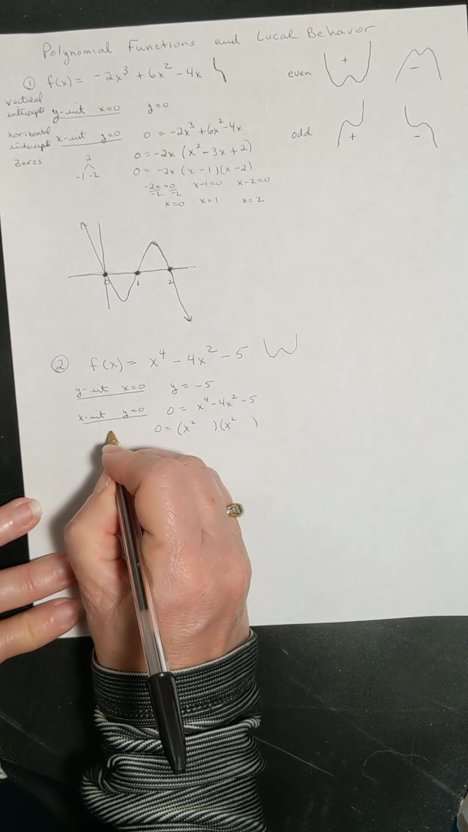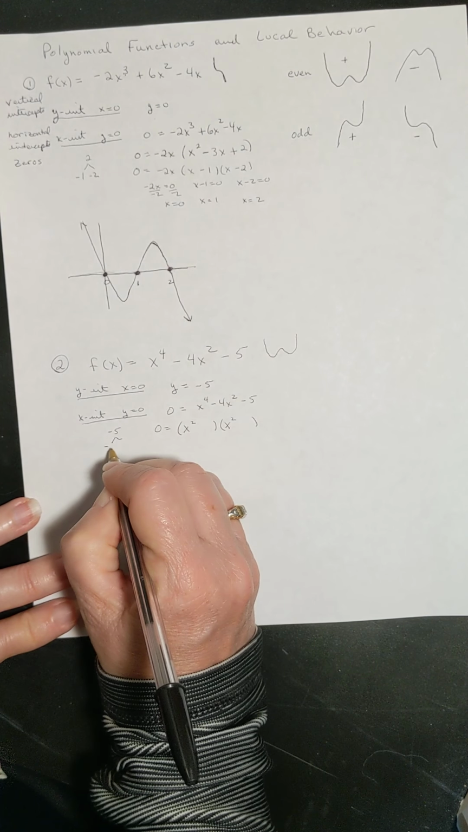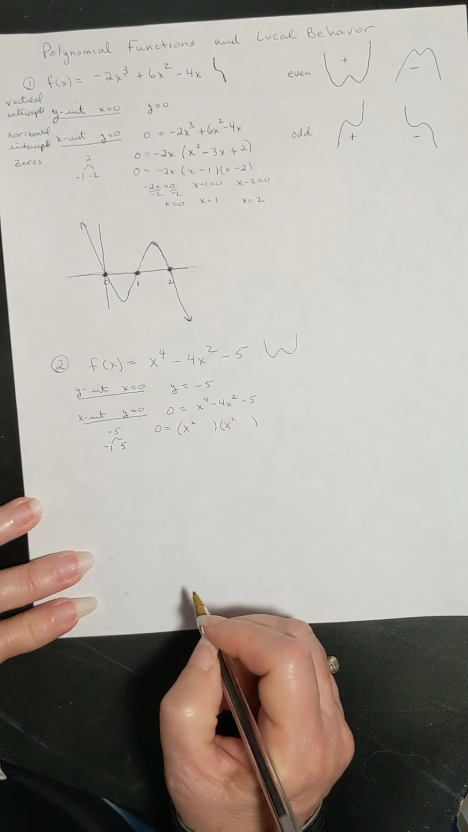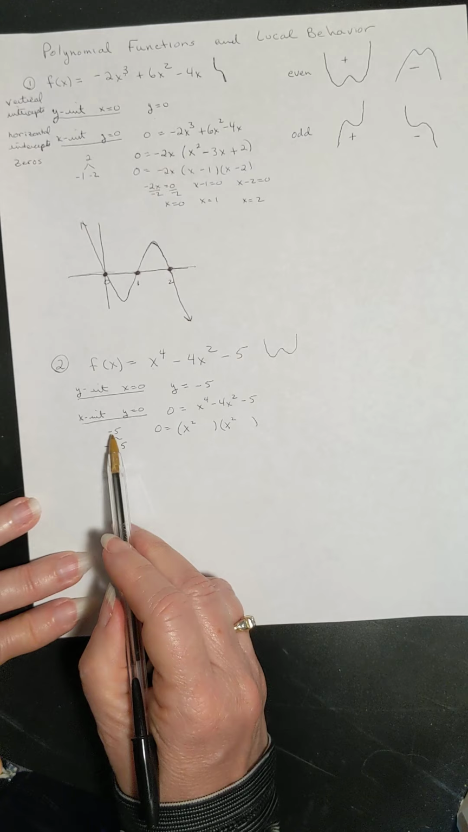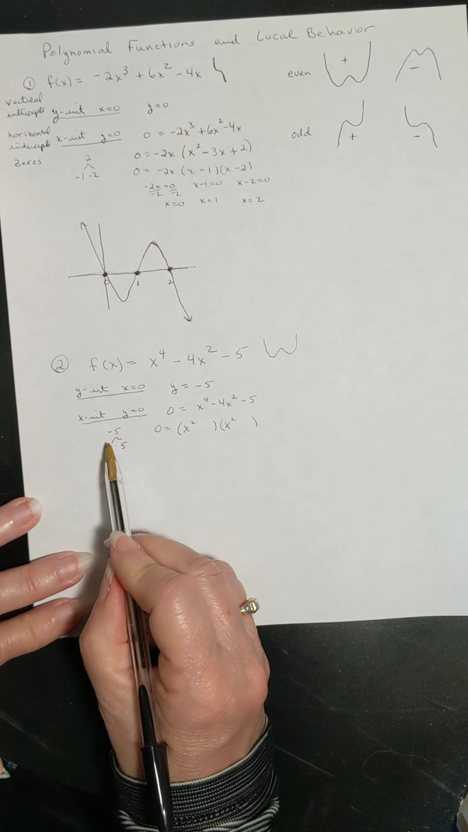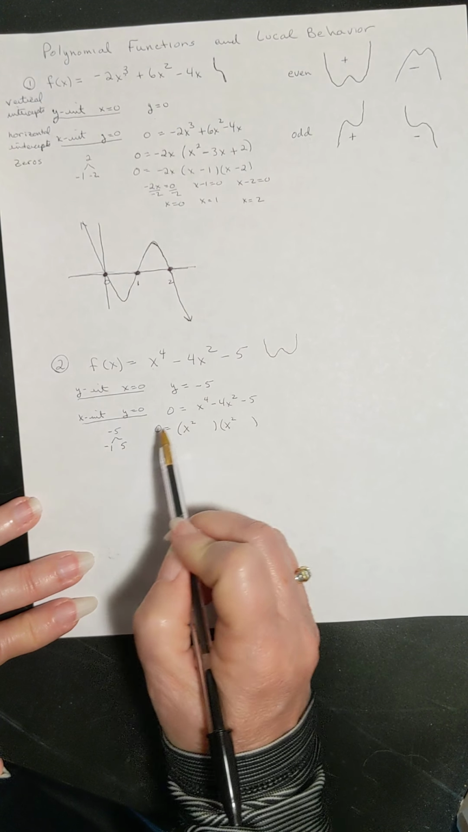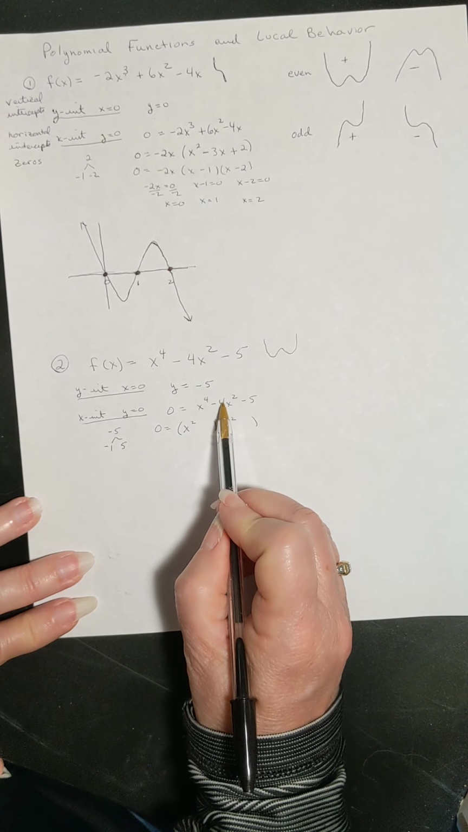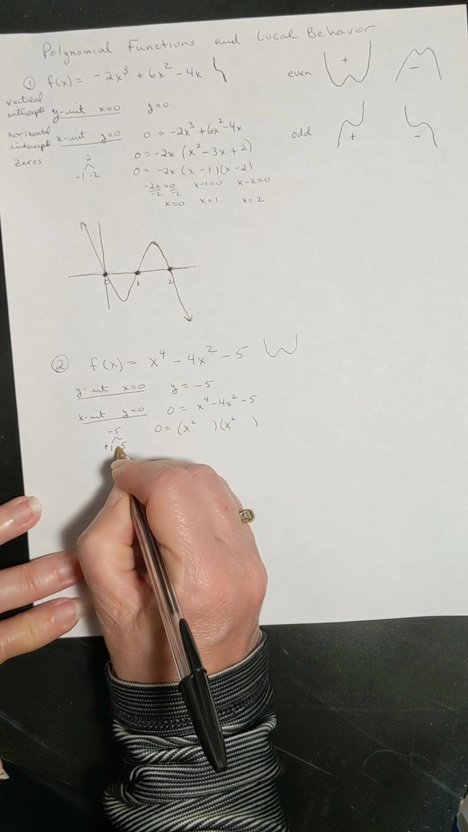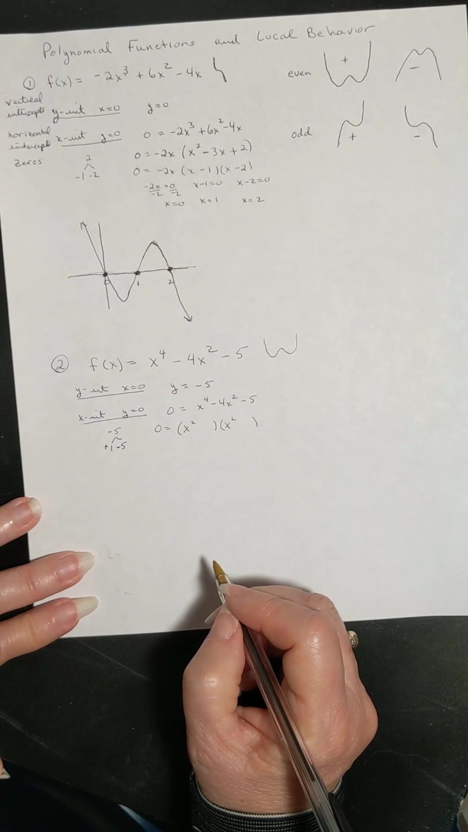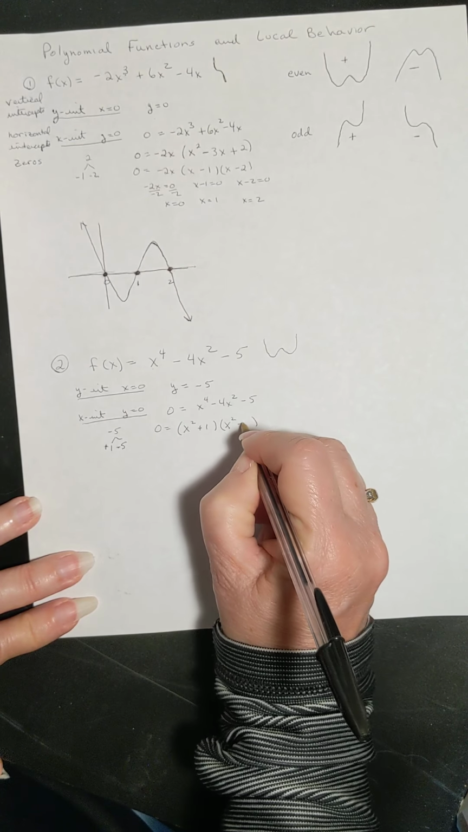All right, then I'm looking at negative 5. Negative 1 times 5. The only two factors of 5 are 1 and 5, and one of them has to be negative. So negative 1 plus 5, 5 minus 1 is going to be 4, but I want negative 4. And so that means right numbers but wrong signs, so plus and minus. So this will be plus 1 and minus 5.